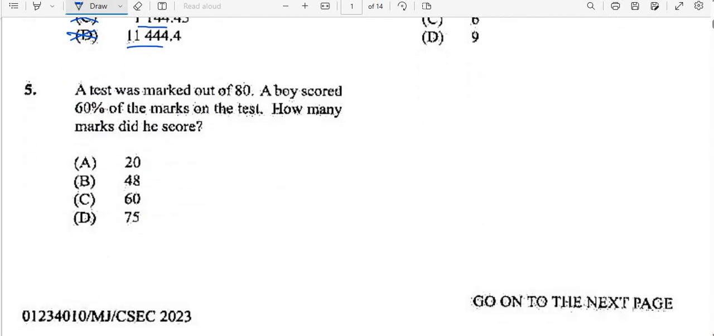A test was marked out of 80. A boy scored 60% of the marks on the test. How many marks did he score? Well, he got 60% of the marks, right? So 60% of 80 is what? 60 out of 100. That means 60%, or 60 per 100. And the "of" we change to times. Well, 10 into 100 is 10. 10 into 60 is 6. 10 into 10 is 1. 10 into 80 is 8. We're left with 6 times 8. 6 times 8 is 48.